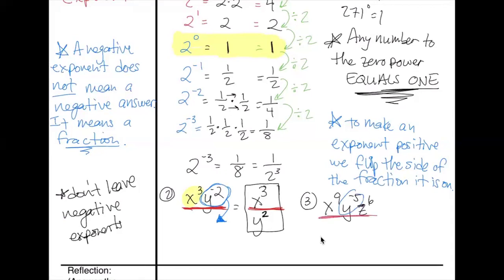And let me make a fraction. So that y to the negative 5 has to move to the other side, so that way it becomes positive. So my x to the 9th, that's already positive, it's going to stay. Z to the 6th, that's already positive, that's going to stay. And my y to the negative 5, that has a negative exponent, so I'm going to move that to the bottom. And I'm going to write, instead of y to the negative 5, it now becomes y to the positive 5. So only switching the negative exponents.